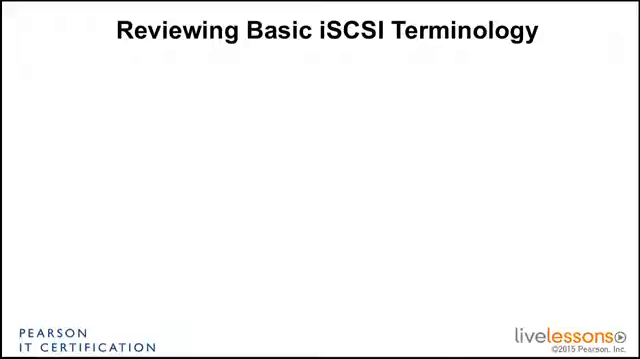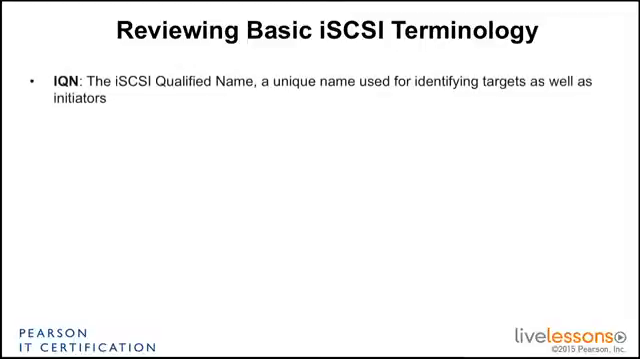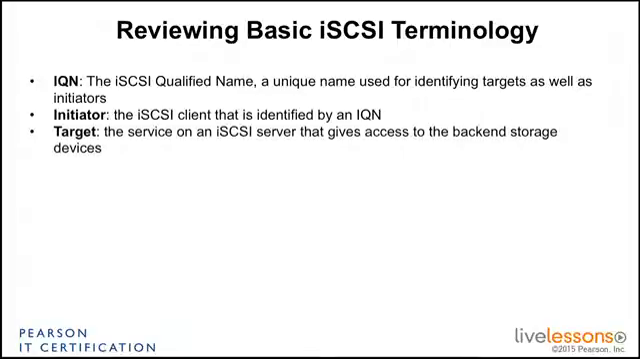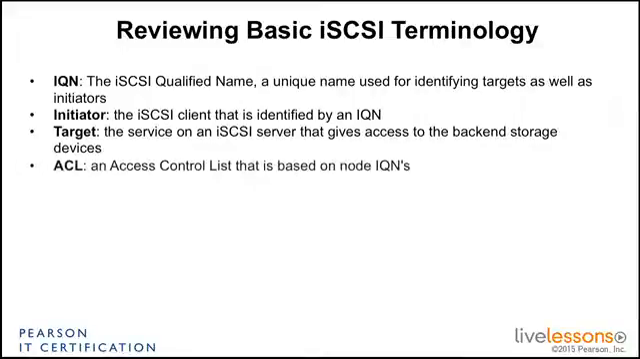Before starting your work with iSCSI, it's good to have a good notion of the terminology that is used. So first there's the IQN, which is the iSCSI qualified name. That's a unique name that is used for identifying targets as well as initiators. It is important to set the IQN because it can be used in security. Then there's the initiator. The initiator is the iSCSI client that is identified by its IQN. We have the target, which is a service on an iSCSI server, that is the SAN that gives access to the backend storage devices. And you can work with ACLs. ACLs are access control lists that are based on the node's IQNs.